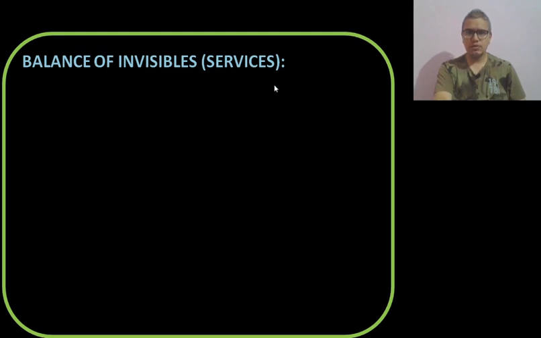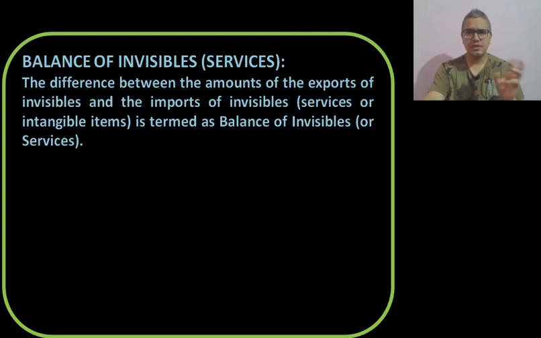But if you keep this concept in mind, then if you get, let's say, a 1 mark question, you can easily answer it. So just like the balance of trade, where we were dealing with the visible items, that is goods, here in case of balance of invisibles, we will be dealing with only services. And here also the definition remains the same, only we have to replace goods by services or visibles by invisibles.